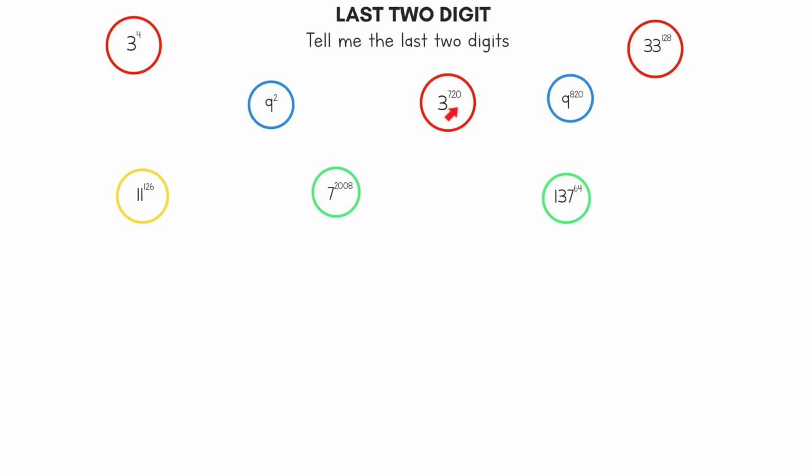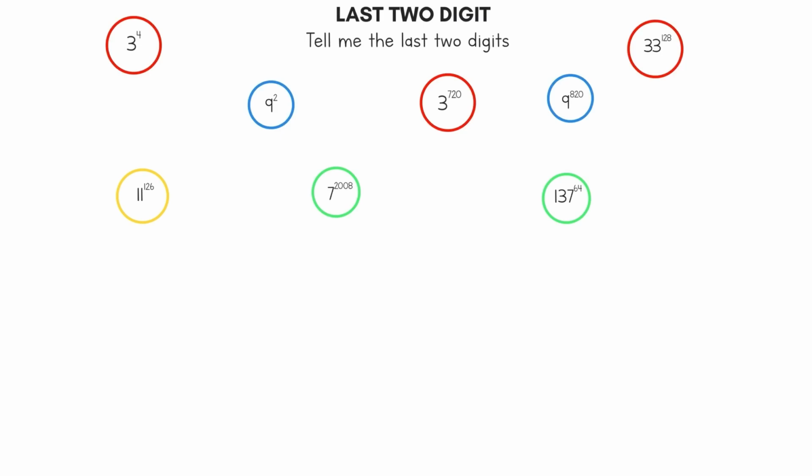All red circles are with the unit digit of 3. All the blue circles here are with the power of 9, 9 raised to 2, 9 raised to 820. Green circles are here with the power of 7 raised to something. So 7 raised to 2008, and 137 raised to 64, so 7 is also here. And I have one distinct number which is 11 raised to 126. What will be the last 2 digits? Now I'm not asking you the unit digit, I'm asking you the last 2 digits of these numbers.